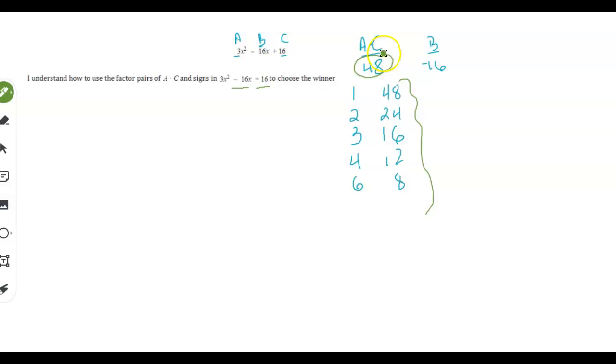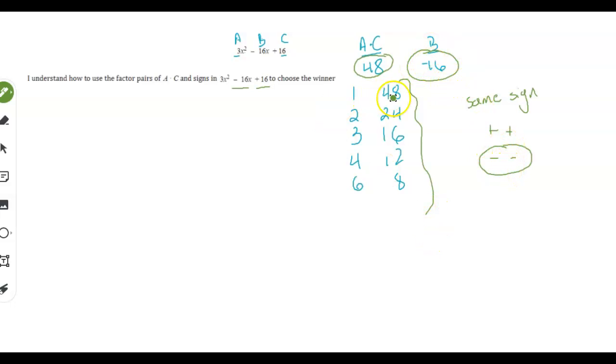That means that whatever signs they have, they have to have the same sign. It means they're either both positive or both negative, because when two numbers multiply together to make a positive answer, it means either both were positive or both were negative. But the other thing that has to happen is they have to combine to make this B value of negative 16. So the only way to get two numbers with the same sign to combine to get a negative 16 is if they're both negative.